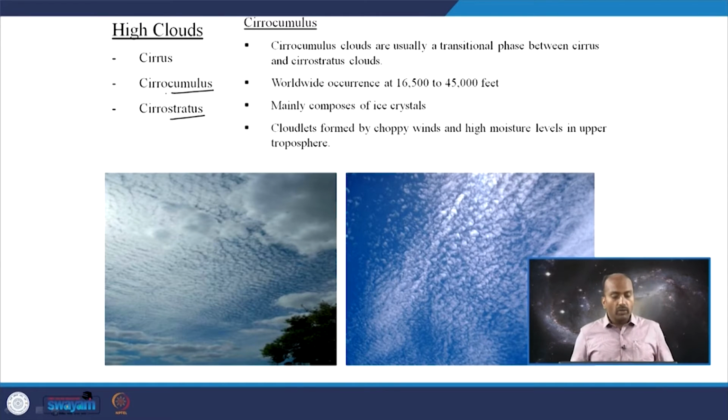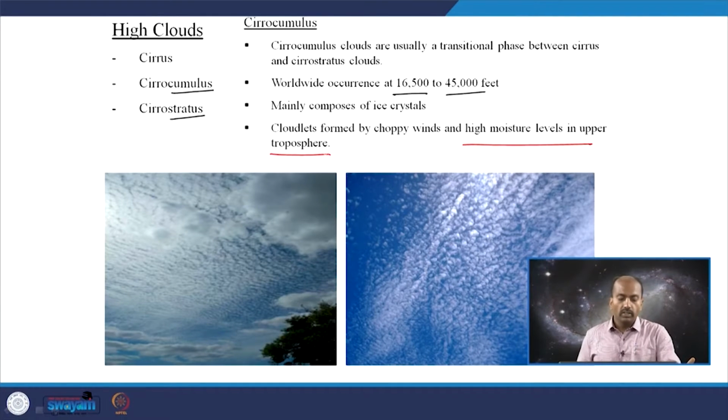For example, cirrocumulus clouds are usually a transitional phase between cirrus and cirrostratus clouds. They can be seen everywhere between 16,500 to 45,000 feet. They are mainly composed of ice crystals. They are at very high altitude, so it's natural that they are mainly composed of ice crystals. And cloudlets are formed by choppy winds and high moisture levels in the upper troposphere. So this will result in this type of process, right?